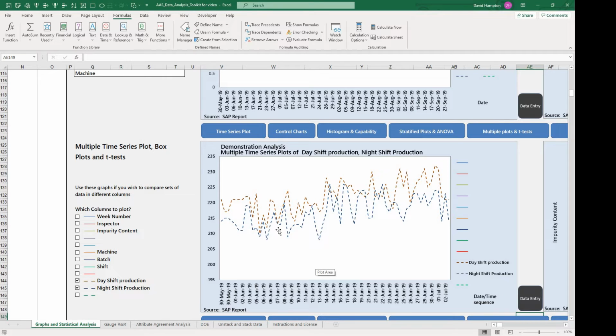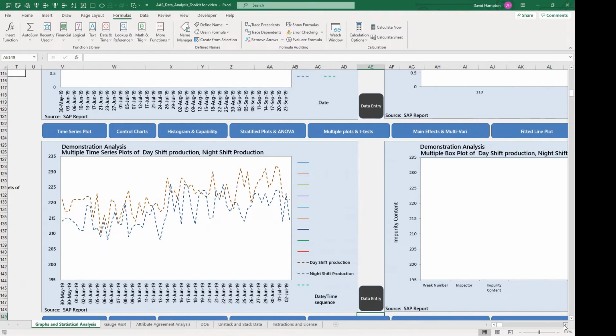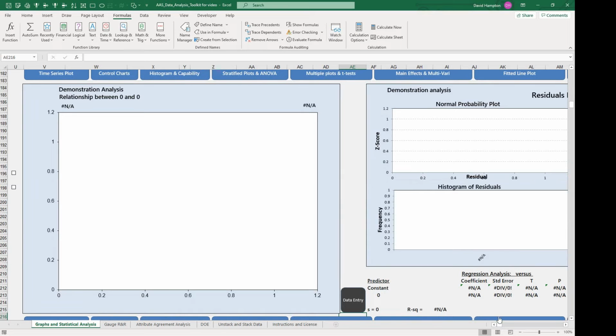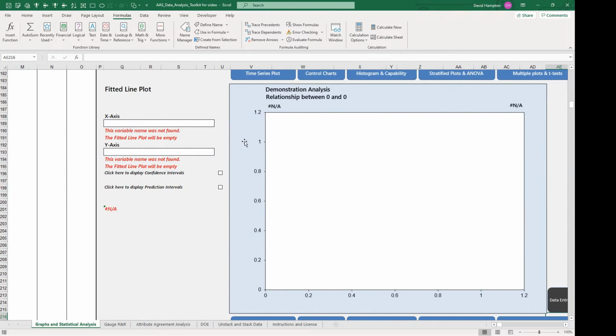I was struck that there seems to be a gradual increase for both of them, and I wondered if there was some kind of relationship on any given day between what day shift produces and night shift. And the way to do that is to look at a fitted line plot. It's empty at the moment, but I'm going to select day shift production for the x-axis and night shift production for the y-axis. That's a fairly arbitrary choice which way round it is.